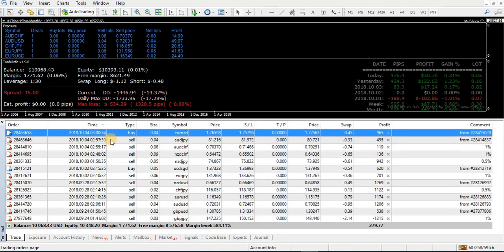Here's the trades starting from the most recent at the top down. You can see our equity is 10,348, open trades 280. So we're up a little bit. We're going in the right direction at least, which is good. As I said, you can pause the video and have a look at that.